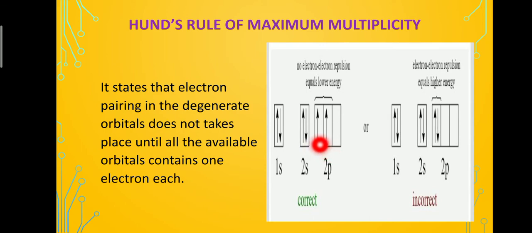We should not pair up until all the degenerate orbitals contain one electron each. After all the degenerate levels have been filled with one electron only, we can start the pairing. So this is Hund's rule of maximum multiplicity. This way of filling is correct. Here we have two empty orbitals, and before filling these two with one electron each, we are pairing up. So this way of filling the electrons is incorrect.